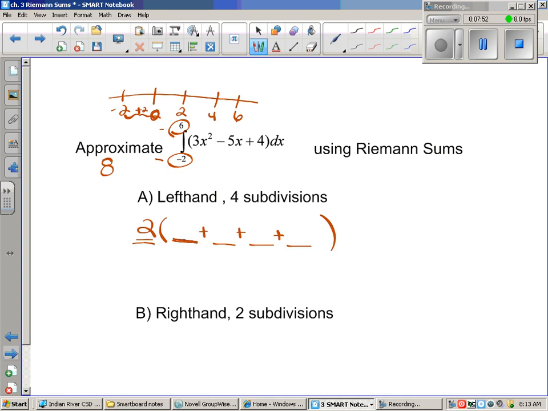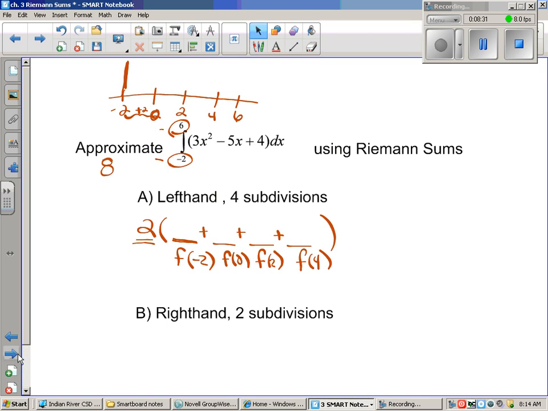So that means the height of my first bar, if we're talking about left hand, would be determined at f of negative 2, the left-hand side of that bar. This would be the first bar. Then the next bar would be at f of 0. The next would be at f of 2. And the next would be at f of 4. And we would plug in those values into the equation and see what the heights are at each of those spots. Now, if this said right hand, instead, on the alternative, we would have had f of 6, f of 4, f of 2, and f of 0. You'll notice that we didn't use the left farthest point because we're going from the right-hand side.